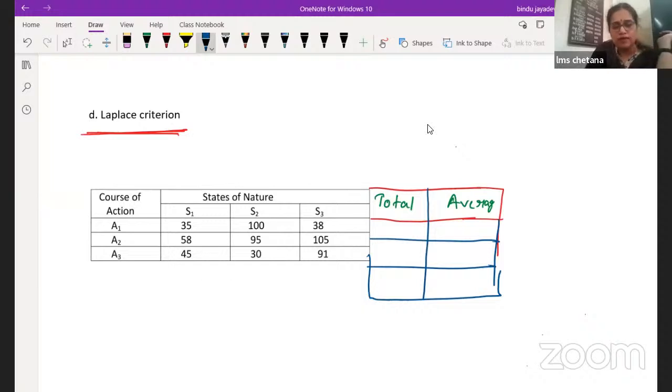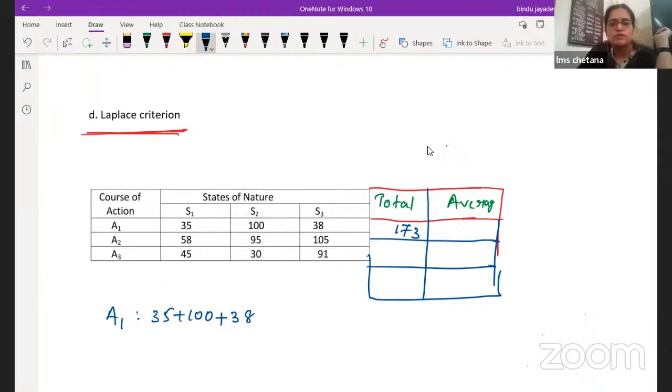See here. A1 values, क्या है? 35, 100, 38 है. Add करो. 35 plus 100 plus 38. Yes, what's the answer? 173. Right? Yes, 173. Okay. A2, add it. A2 add karo.